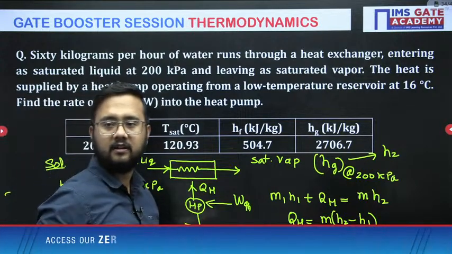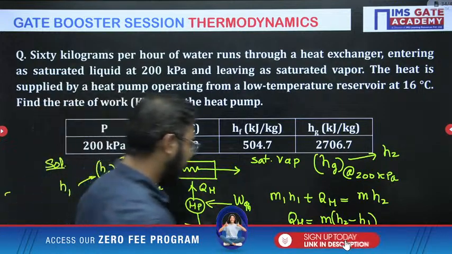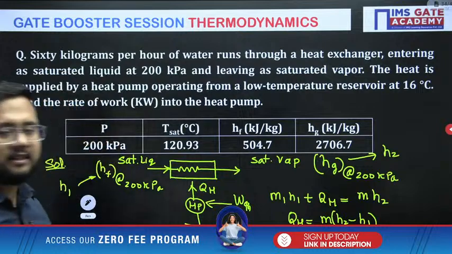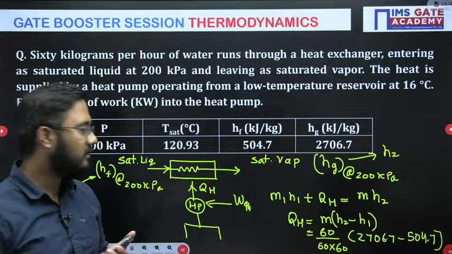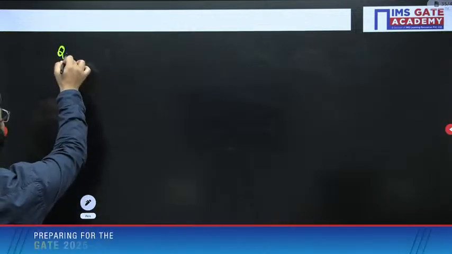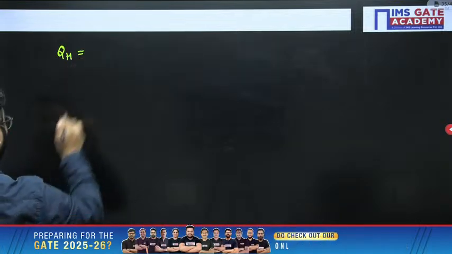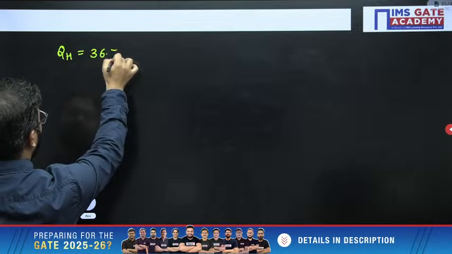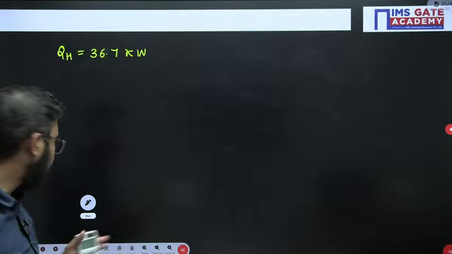36.7 it is coming. Oh, without mass you have solved. Ashok, see, that is what small silly mistakes will happen in the GATE examination. How can you solve without mass? The QH answer is coming as 36.7 kilowatt. 36.7 kilowatt it is coming.